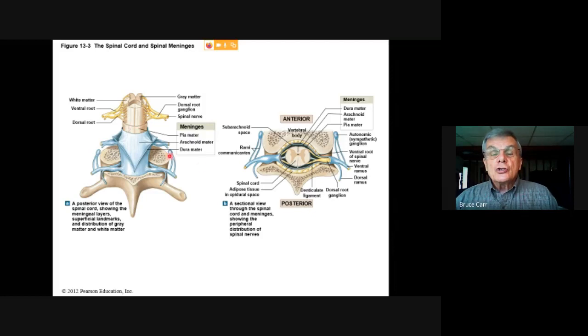The cross-section shows, here we go, the spinal nerve splitting into posterior and anterior roots and entering the spinal cord. The posterior root is delivering sensory messages. The anterior root is sending out motor messages.